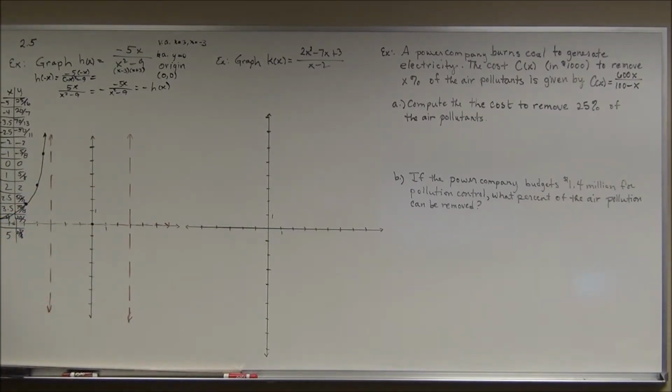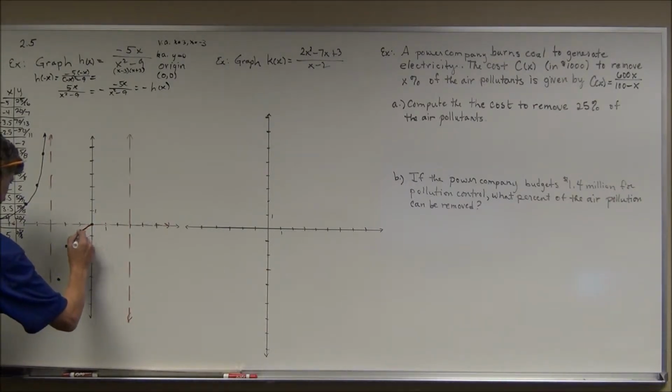But I'm going to continue. -2.5, -50/11, that would be about -4.5. So -2.5, 4.5 approximately here. -2, -2, that's kind of nice. -1, -5/8, spot here. 0, 0. Do you see what I have here for the curve?